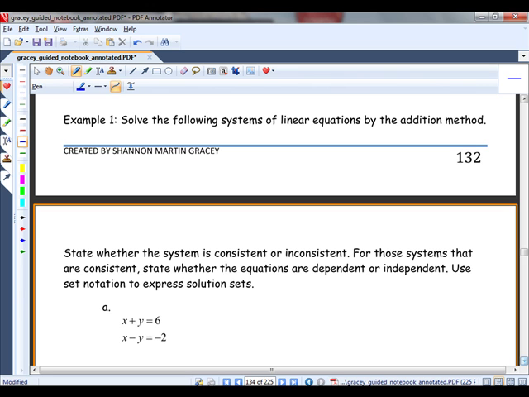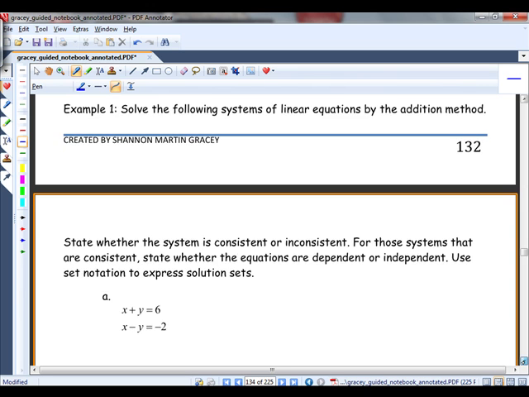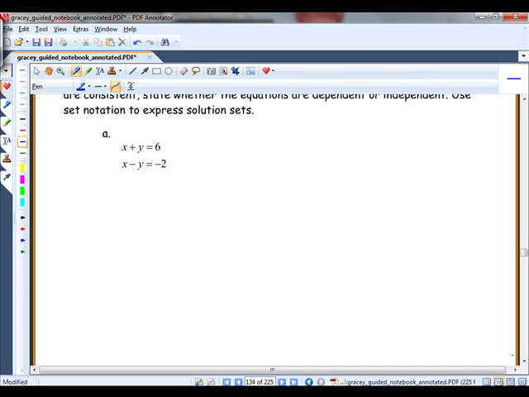So those systems are the only ones that are dependent. So let's take a look at this first one. Okay. So again, it's useful to name the equations so we can see how we're manipulating them. So here we go. What would be the best variable to eliminate?